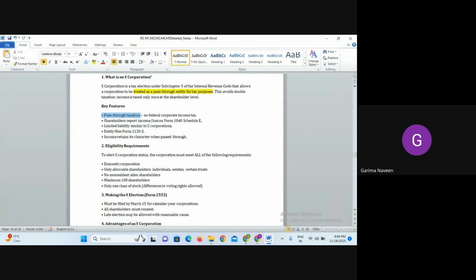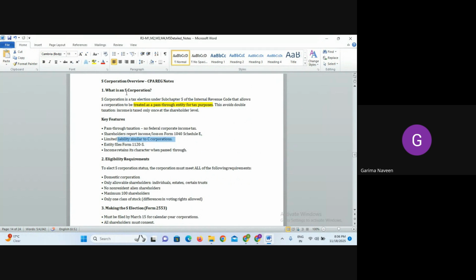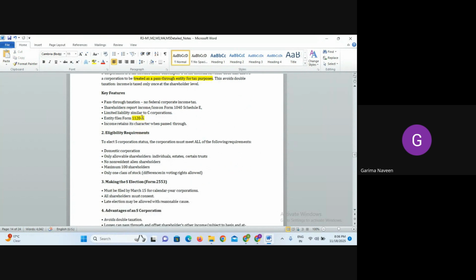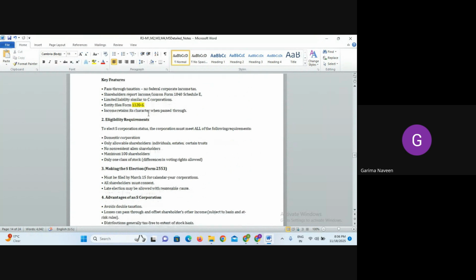As I discussed, it is a flow-through entity. It has pass-through taxation, meaning no taxation at the corporate level. Whatever income or losses they earn will be reported on the Form 1040 of their shareholders. They have limited liability similar to a C corporation, and an S corporation has to file Form 1120S, in which they report their income and losses. But they do not pay any tax at the entity level.